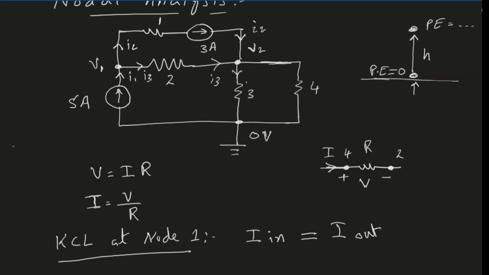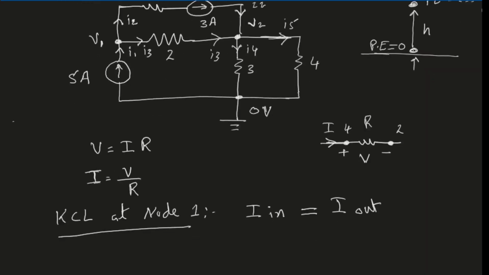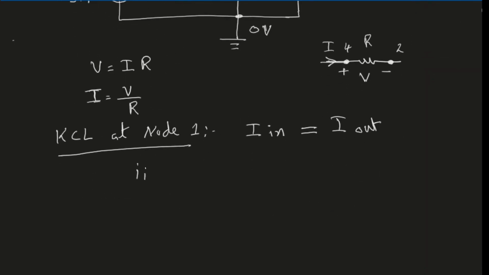Let's say the current that is flowing in the 3 ohm resistor is I4, and the current that is flowing in this branch is I5. So we have assigned different current values to each branch, and now we can apply KCL to both of the nodes. For node 1, the current coming in should be equal to the current going out, so therefore I have I1 equals I3 plus I2. So this is the equation from KCL.